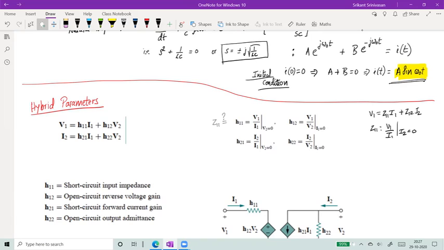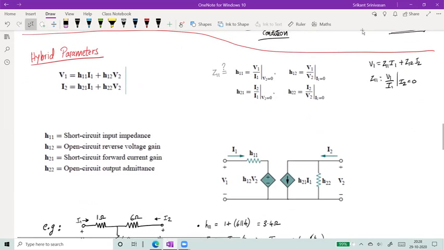And similarly, the H12, which we wrote over here, is V1 divided by V2. So it's called the open circuit reverse voltage gain. Okay, because I1 is 0, so the input side is open circuited. But this is again V1 divided by V2, so it's called the open circuit reverse voltage gain.